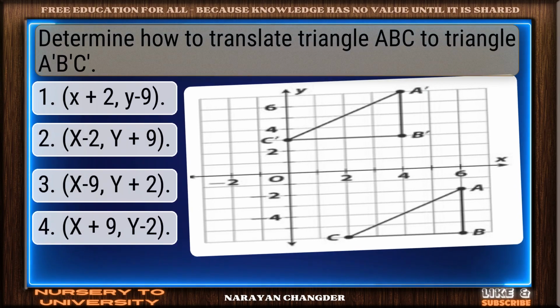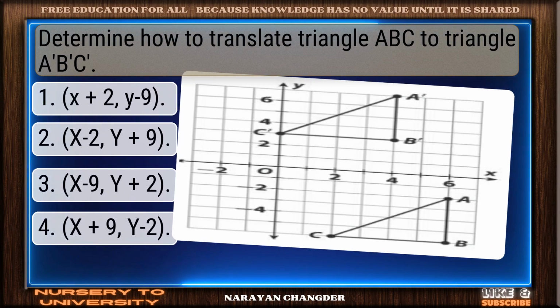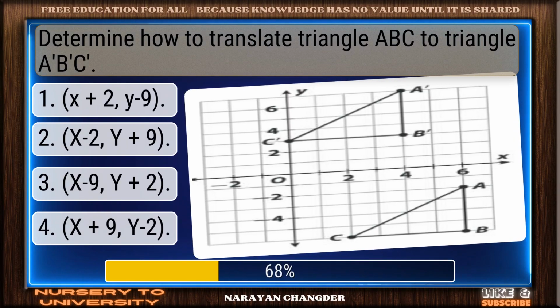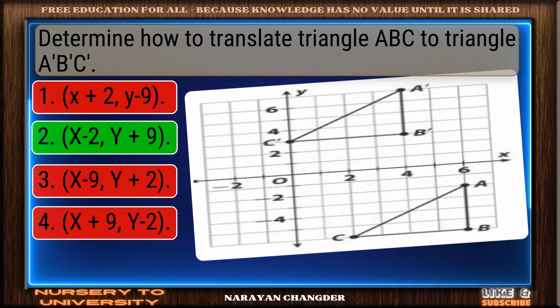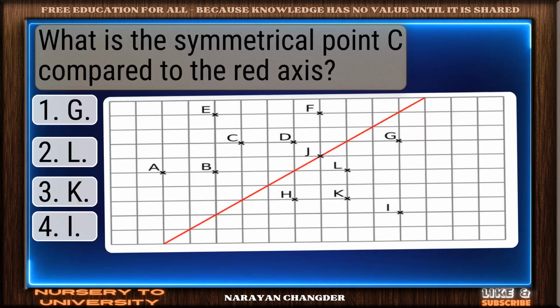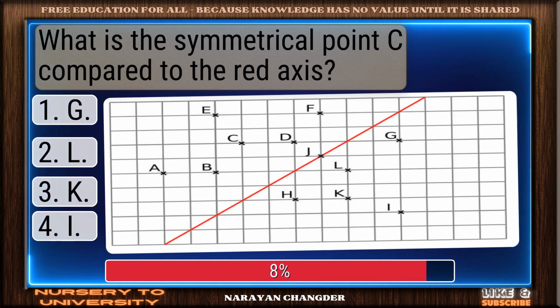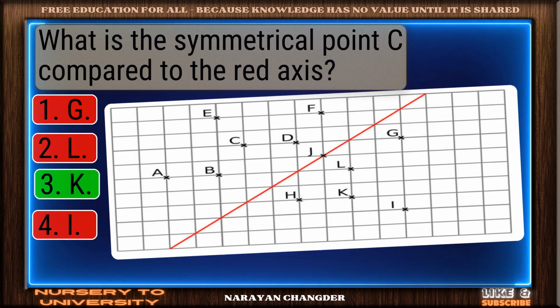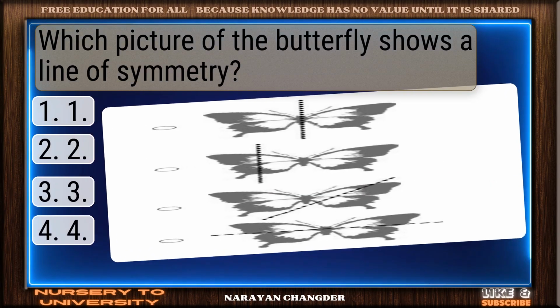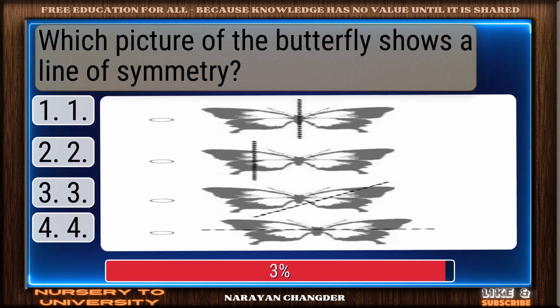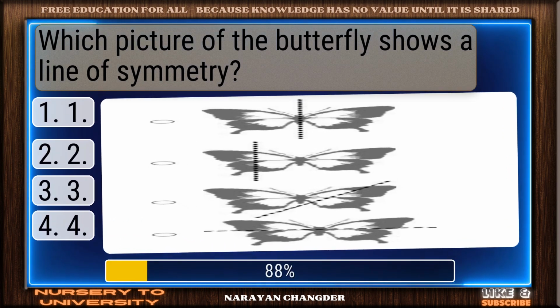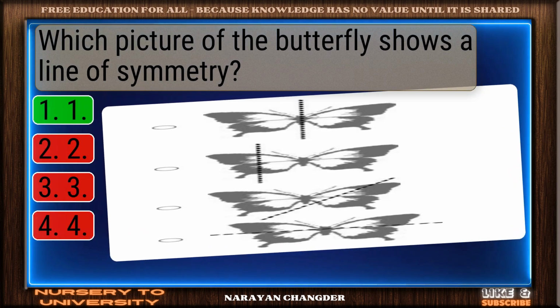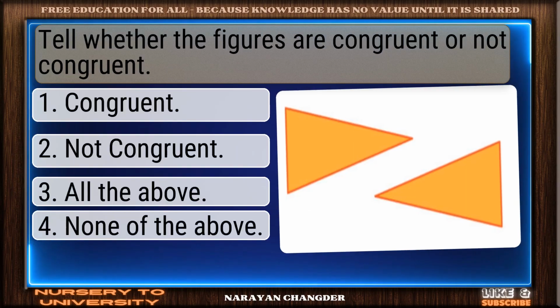Determine how to translate triangle ABC to triangle AP. Nice work. You chose and it is correct. What is the symmetrical point of C compared to the red axis? Bravo! K is the answer. Which picture of the butterfly shows a line of symmetry? Great thinking. 1 is the right choice.